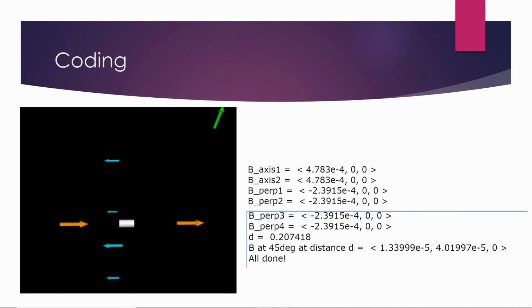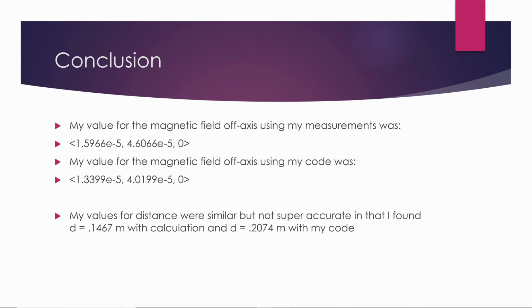This is the final result that I saw, and you can see to the left the different arrows for the magnetic fields and to the right the different values found. The value that I found for the magnetic field off-axis using my measurements was very similar to the magnetic field found using my code. This is good because it shows that my measurements were accurate, although the distance that I found was not entirely the same because it was 0.1467 meters with the calculation and 0.2074 with the code.